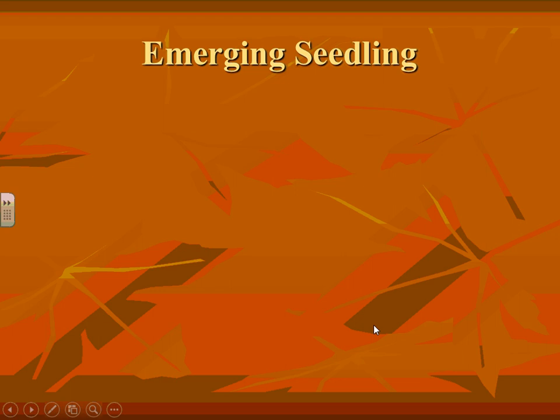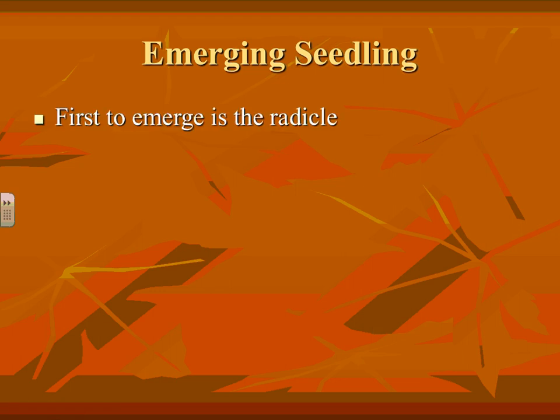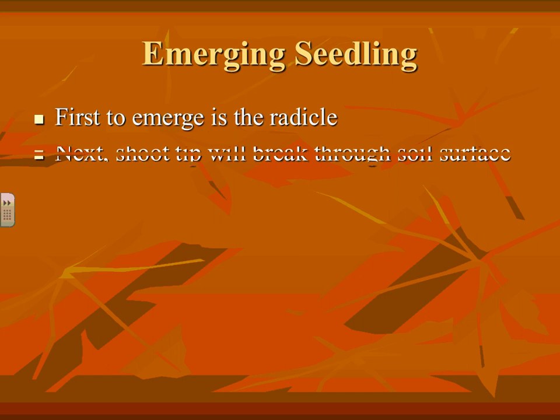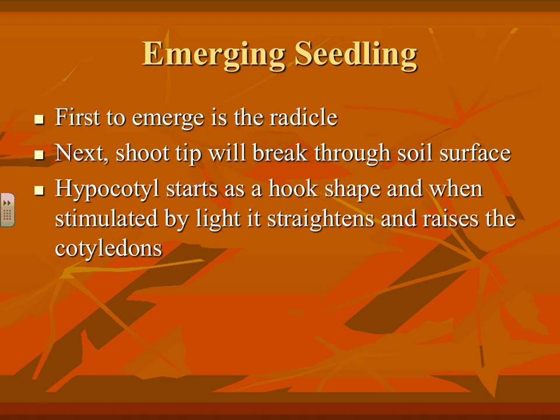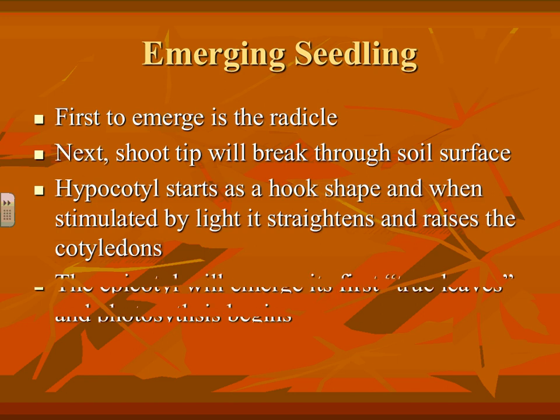And the last section of this part of the chapter talks about that seedling finally emerging. The first to emerge is the radicle, so that's the embryonic root. The next thing that comes out of the seed is the shoot tip, and it's going to break through the soil surface. The hypocotyl will start to look like a hook, and when it's stimulated by light, that will trigger it to straighten and then raise the cotyledons up to the sky so that it can absorb light and start to carry on photosynthesis.